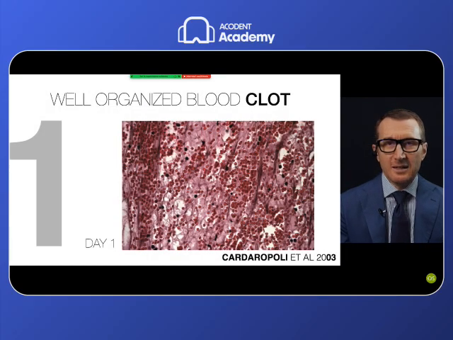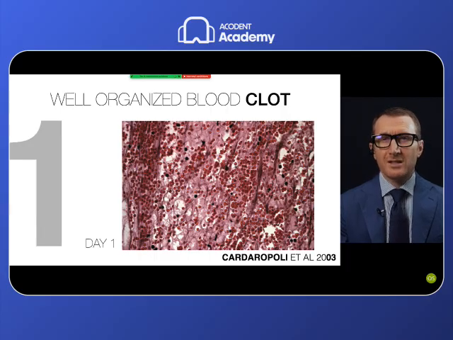And to have the intramembranous ossification process, we need a well-organized blood clot. This is the real graft material that we must have in our wound at the end of the surgical procedure. And the blood clot must fill the area that we want to regenerate. If the blood clot is compromised, or if the blood clot is not filling completely the area, or if the blood clot is lost during the healing, then the wound process is going to be stopped or reduced.